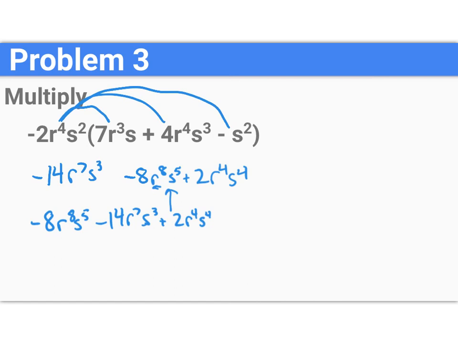Now, what if we had 8r^7 s^5, and then it would have been 14r^7 s cubed? Now, because r's are to the same power, then we look at our next letter. And because s to the 5th is higher than s cubed, this term would come first. So that's another aside. That's a question that you may have, and I wanted to address that now so that we're not confused. And that is our last problem.